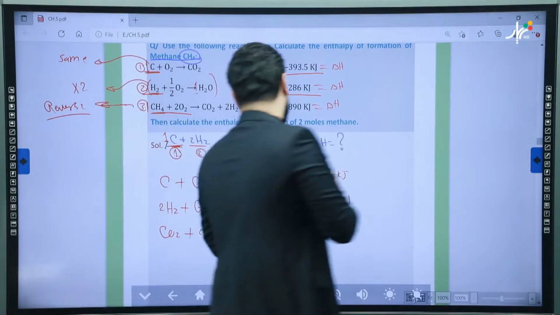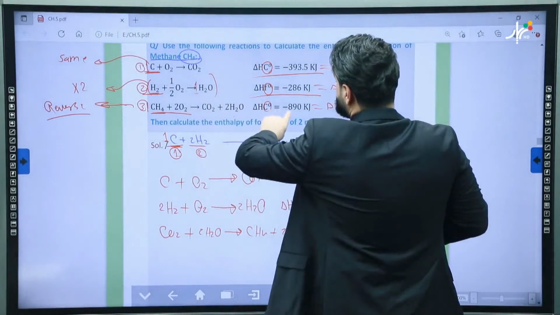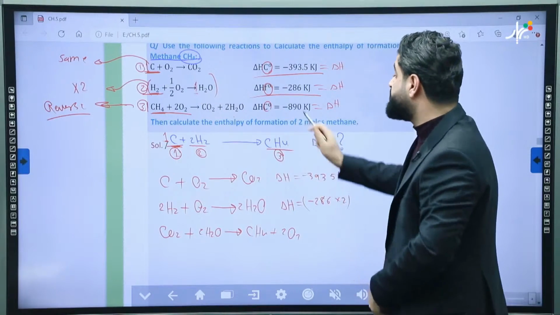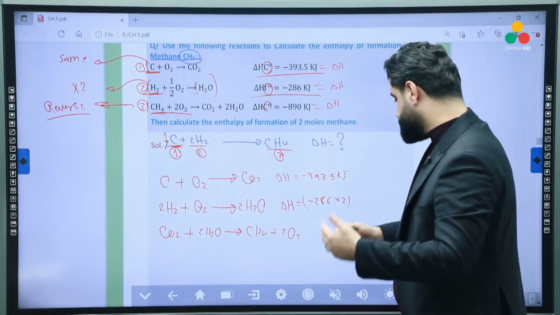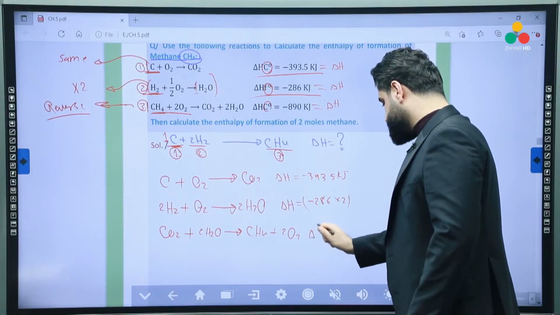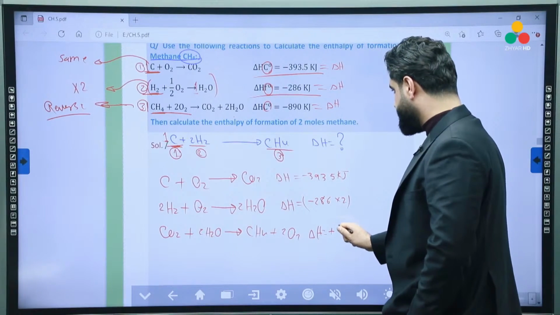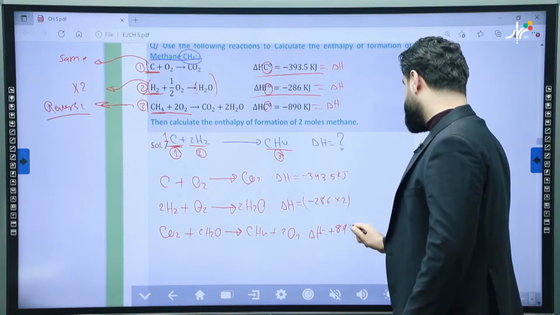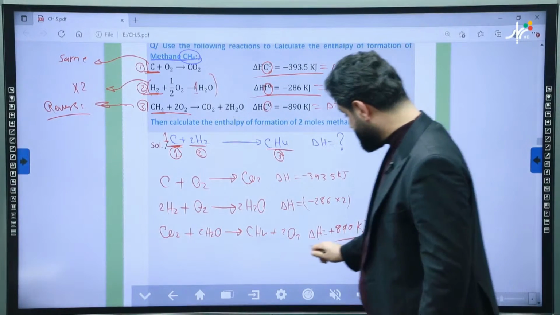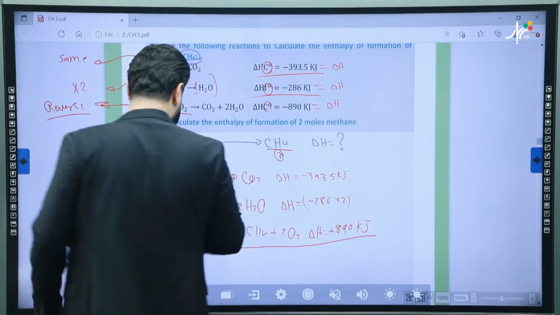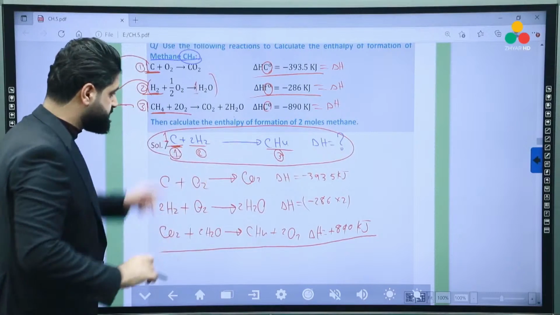Very easy. Look, because we have reversed the reaction, the arithmetic sign of delta H must be reversed. From positive to negative, from negative to positive. So delta H will be positive 890 kilojoules. Okay, then let's add them together. They must yield this reaction.